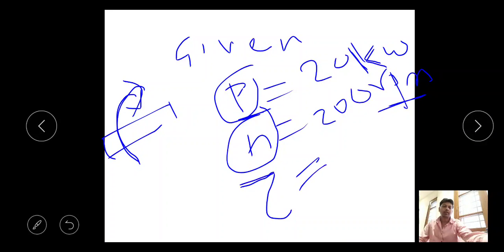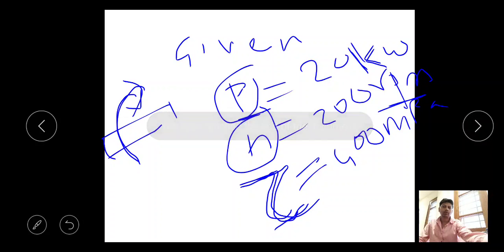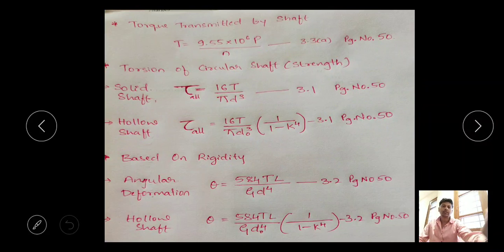What I mean by this symbol is tau. Tau is nothing but shear stress. Suppose it is given as 400 megapascal. Briefly we'll study what this is. Now, the first step you have to do is find the torque.